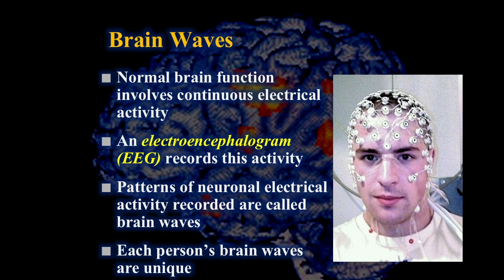So, normal brain function involves continuous electrical activity, right? That goes back to how a neuron functions. We're moving ions in and out, which causes electrical impulses, okay? A separation of charges. So we can use an EEG, or electroencephalogram, to measure these changes in electrical activity across the brain. So what we'll do is we'll take a person, we'll cover them with electrodes, and what you're measuring is the difference in charge between the two pairs of electrodes.